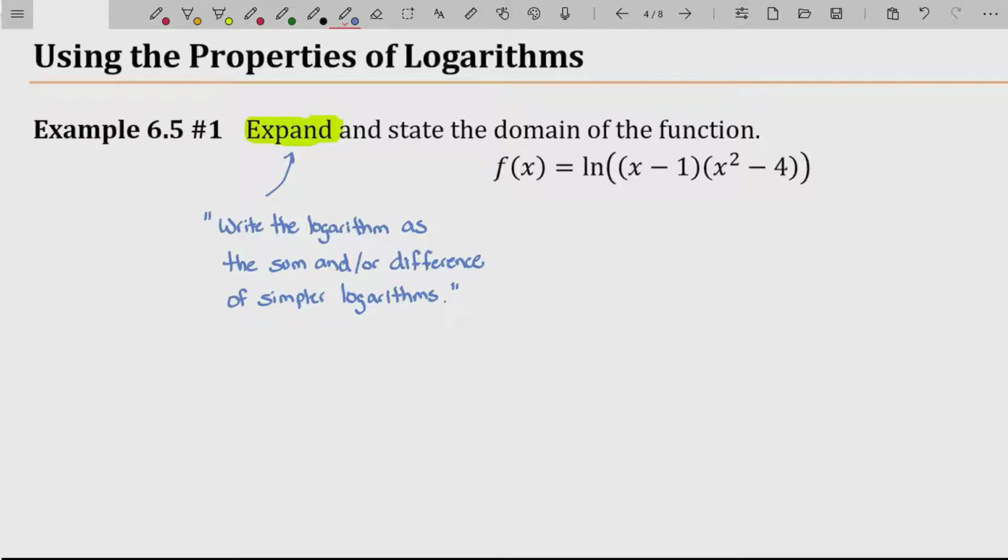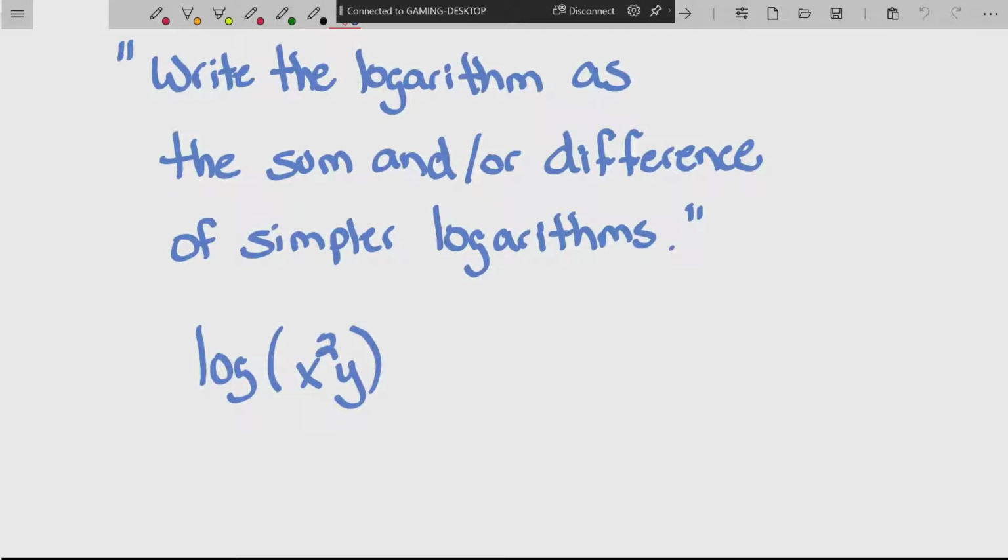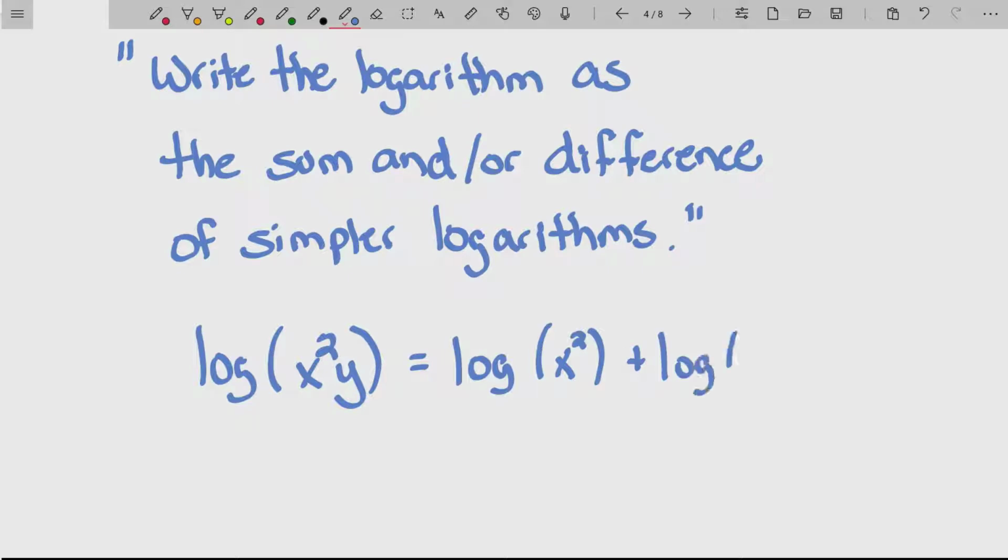A simpler logarithm, for example, if I gave you the log of, let's say, x squared y. All right, let's just take that as a simple starter example. If I want to expand that statement, then I'm going to go ahead and use that sum property that we proved in the last video. I'm going to split this to the log of x squared plus the log of y.